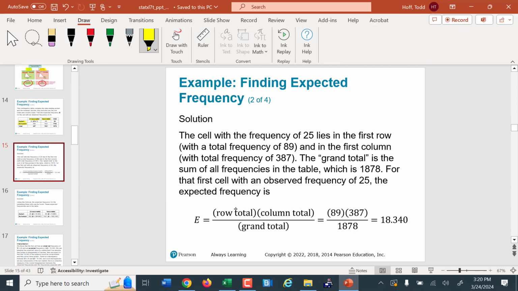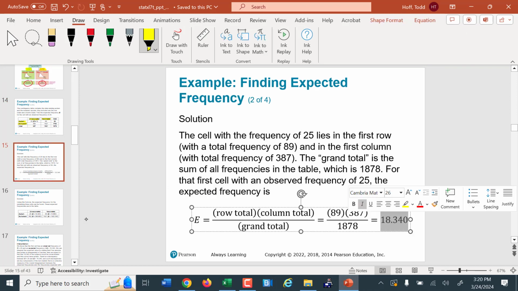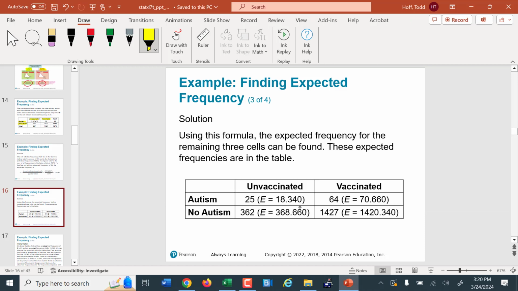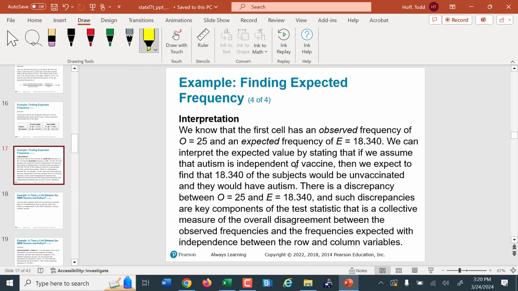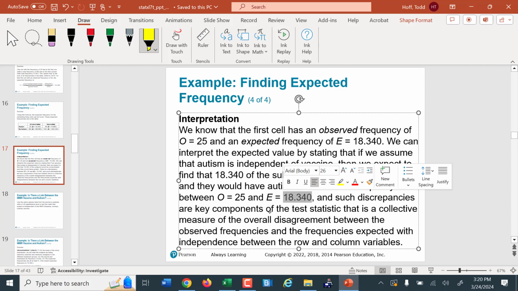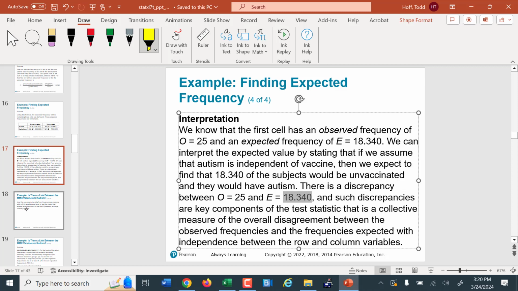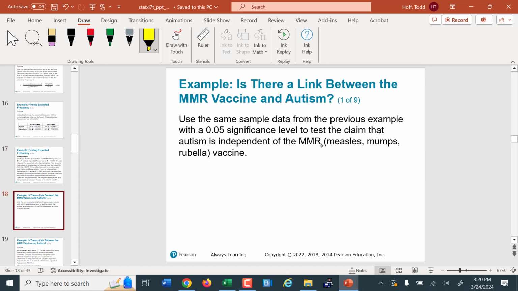So let's go ahead. We've got our expected value for each. We can see we filled those in here. That matches up with what we calculated. And this is just talking about the fact that unvaccinated with autism is the one that differs probably the most. But again, we're looking to see, is that far enough that we can draw a significant result from that? So let's go ahead and perform the actual hypothesis test with a 0.05 significance.